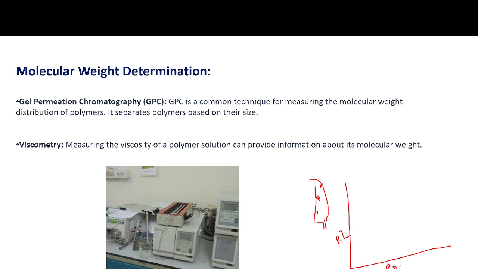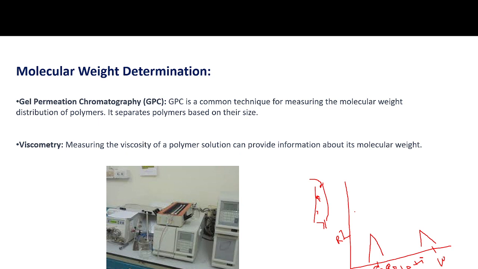If you plot RI versus retention time, when there is lower molecular weight, it takes more time. When there is higher molecular weight, it takes less time. Like this may be 5 minutes, and this may be 10 minutes, and so on. Higher molecular weight comes out easily, and lower molecular weight takes time.